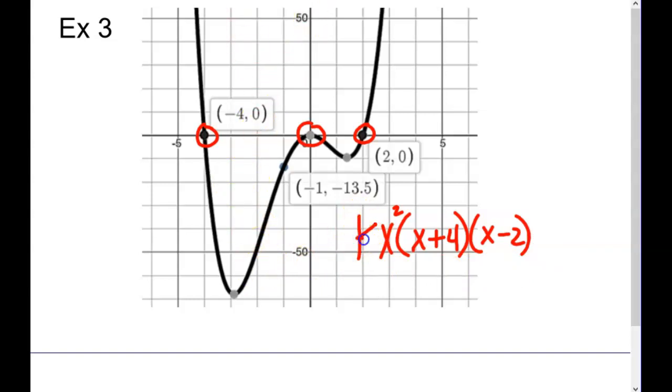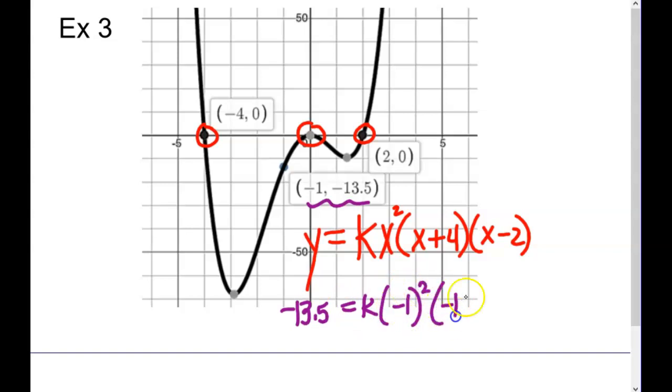All right, and then there's some stretch. Now, does anybody know why we can't put 0, 0 in? There's no stretch at 0, 0, right? There's no stretch at any of the zeros. It hasn't stretched vertically at all at those points. So they gave us this. So we're going to put in a negative 13.5 for the y, and a negative 1 for the x. Be careful when you square that, it'll become 1.